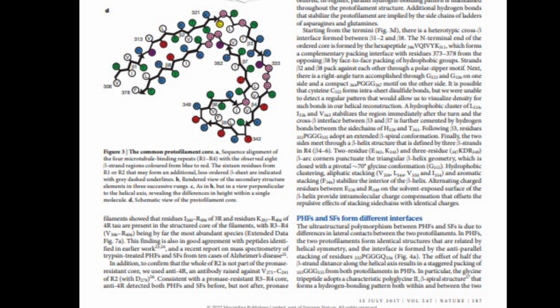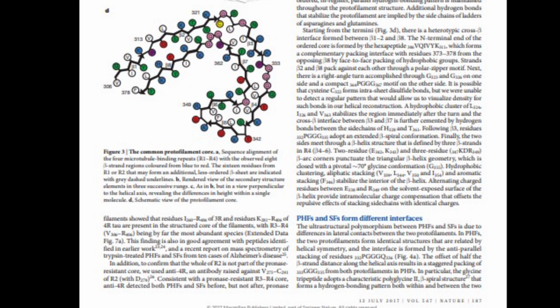PHFs and SFs form different interfaces. The ultrastructural polymorphism between PHFs and SFs is due to differences in lateral contacts between the 2 protofilaments. In PHFs, the 2 protofilaments form identical structures that are related by helical symmetry, and the interface is formed by the anti-parallel stacking of residues 332 PGGQ 336, figure 4A.